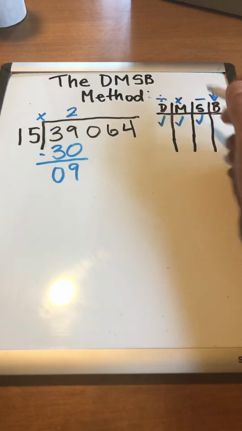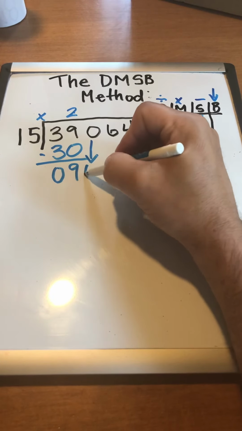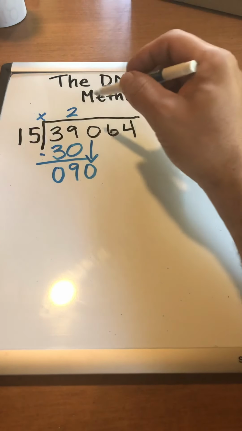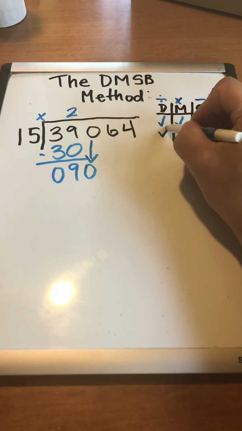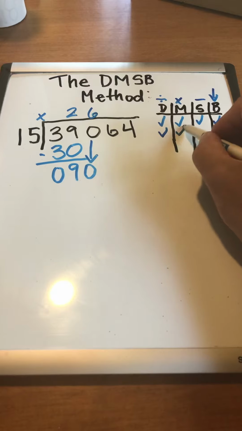So the next thing I'm going to do is bring down. And now I'm going to divide 15 into 90. Well, 15 times 1 is 15, 15 times 2 is 30. So that means 15 times 4 would be 60, and 15 times 6 would be 90. So I brought down, and I just figured out my division. So it's 6.